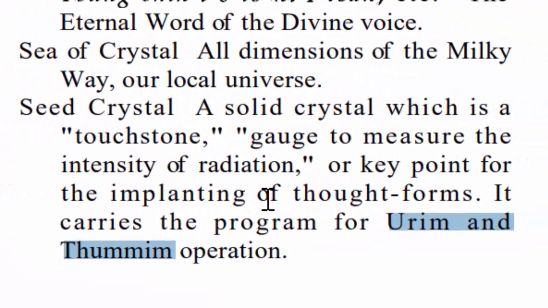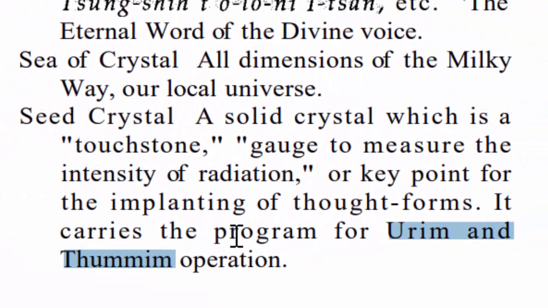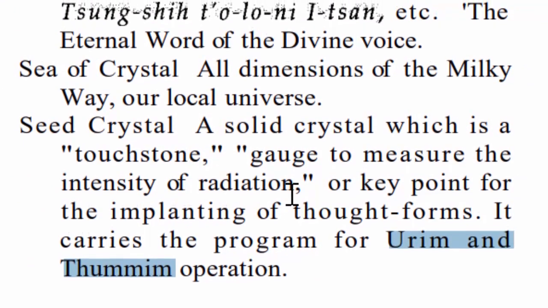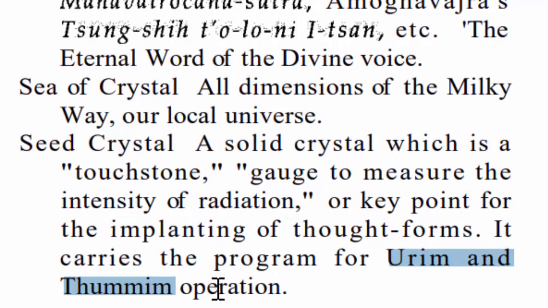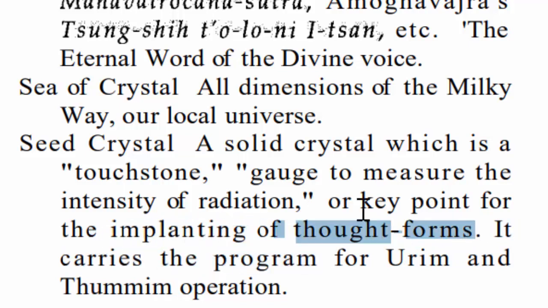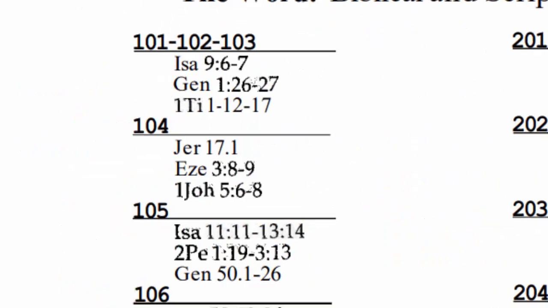But here the gauge, it says, is to measure the intensity of radiation. So that's going to be light. This one is gauging light. And it says it is a key point for the implanting of thought forms. So the implanting of thought forms would have something to do with where the information is coming from and how they're getting it to us. And then it says it carries the program for the Urim and the Thummim. And that's why we're interested, because the seed program is what's making up the Urim and the Thummim, from what I understand. But let's go on.